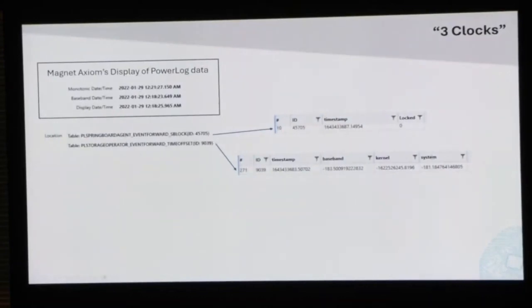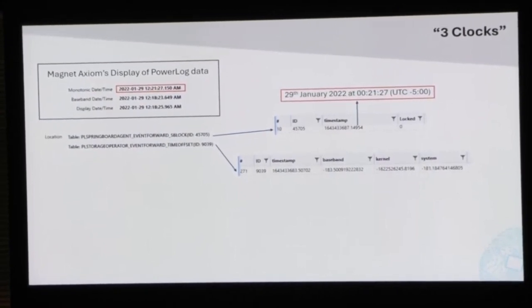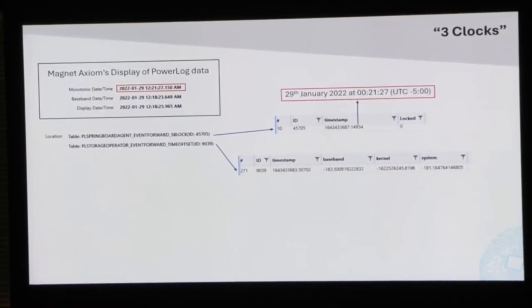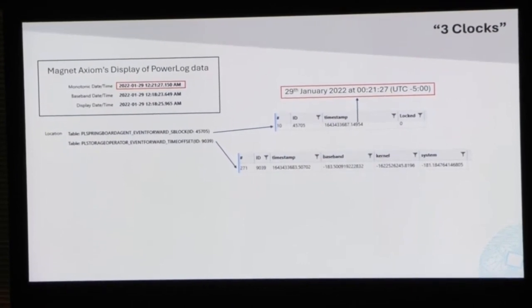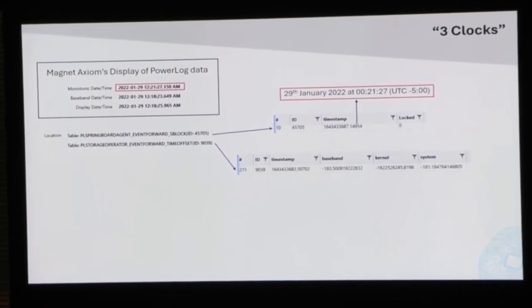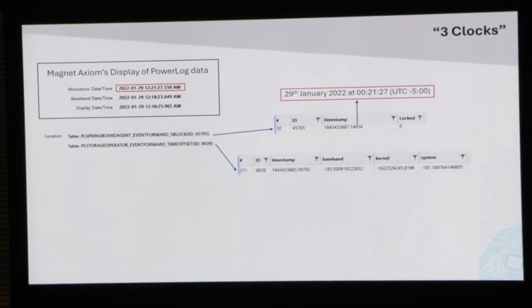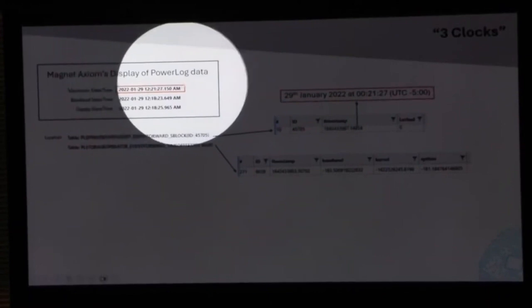These values all need to be read together in order to make sense of the data. For example, if I take the timestamp shown here, 164333687, and treat that as number of seconds since the 1st of January 1970, what we call a Unix epoch, that gives the timestamp of 29th of January 2022 at 00:21:27, once you account for the UTC -5 offset. That is the same timestamp Axiom shows as the monotonic time, 12/21/27.